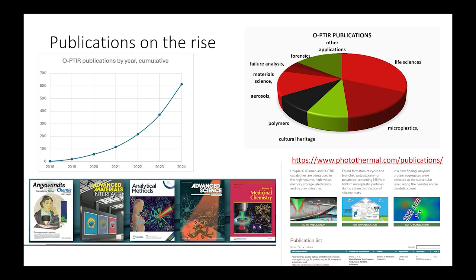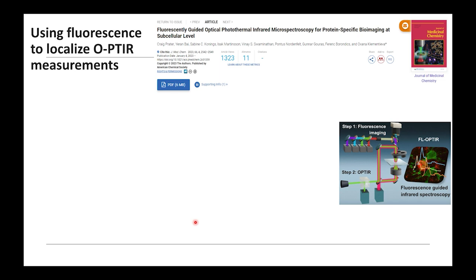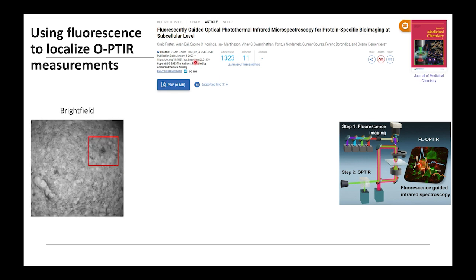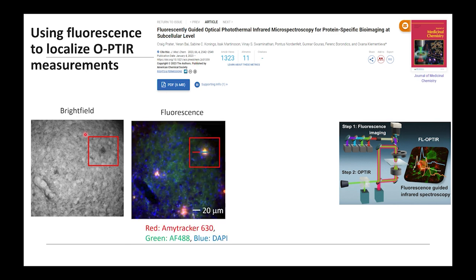But coming back to the topic here, which was fluorescence guided, fluorescence co-located. The first publication with a researcher we work a lot with, Oksana Klementieva, came out in early 2023, where she used fluorescence to guide the infrared measurements, which is kind of what we wanted to do. And here's a nice example of Alzheimer's disease mouse models that have been labeled with Amytracker 630 to highlight where the misfolded protein aggregates are.